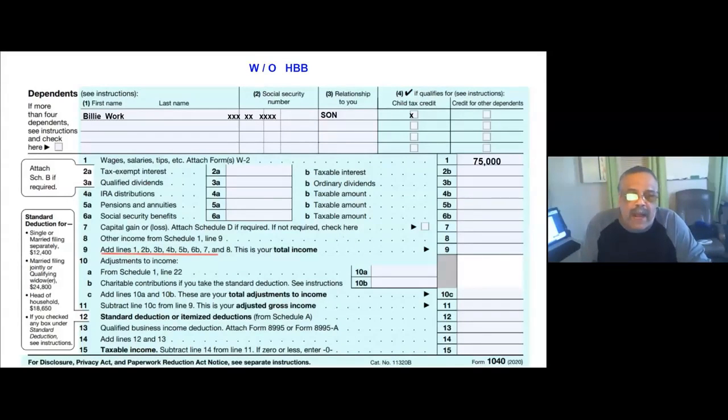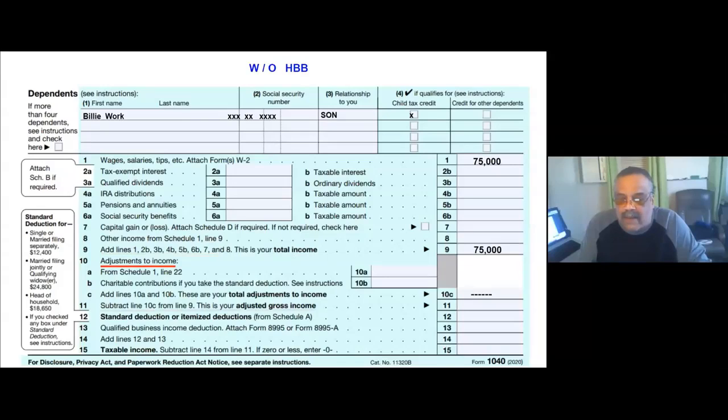They made $75,000 in wages and salary. They don't have any tax-exempt interest, no qualified dividends, no IRA distributions or pensions and annuities. No capital gain, no other income. So on line 9, it says add up lines 1 through 7 and 8, and this is your total income. They made $75,000 on the job, bring down $75,000 there.